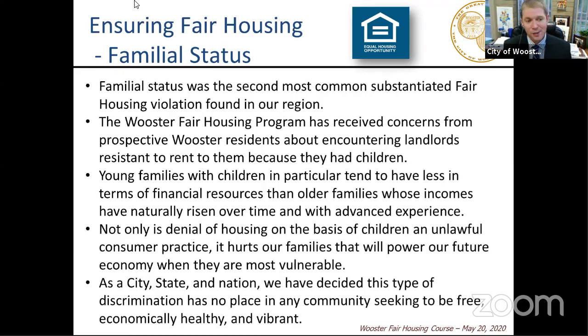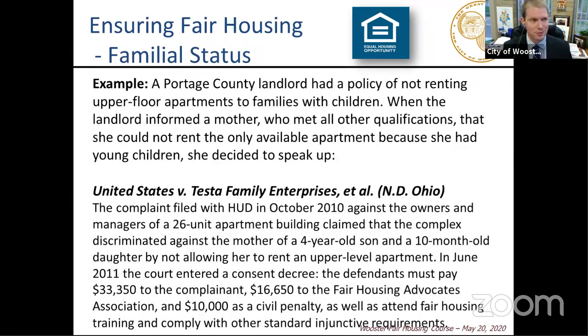But in this case, denial of housing on the basis of children is not only unlawful under fair housing, but as a consumer practice, it hurts our families that will power our future economy. And it also hurts them at a time when they're most vulnerable. So as a city, state, and nation, we have decided as a society that this type of discrimination has no place in any community seeking to be free, economically healthy, and vibrant. And as a result, this is one of the things that we track.